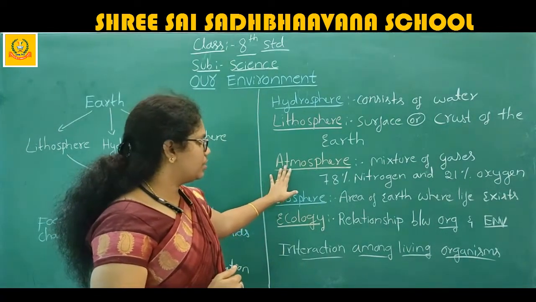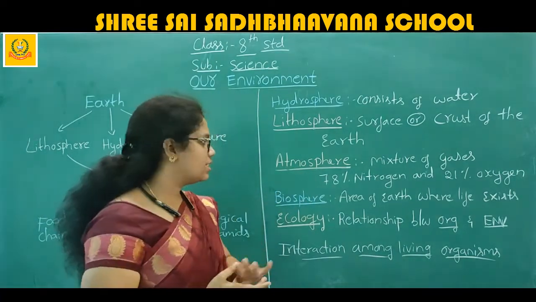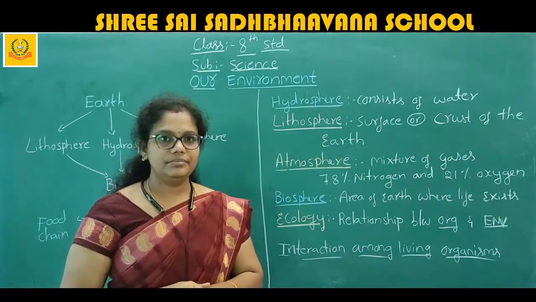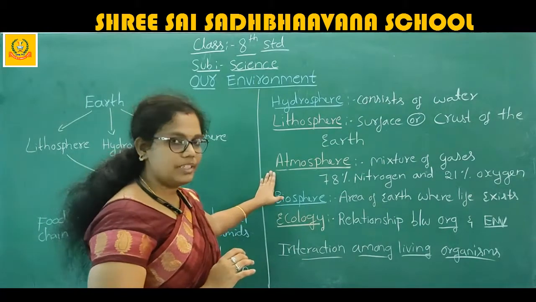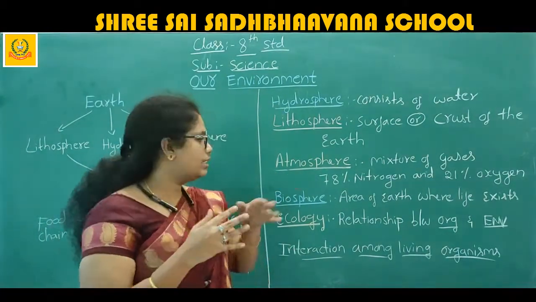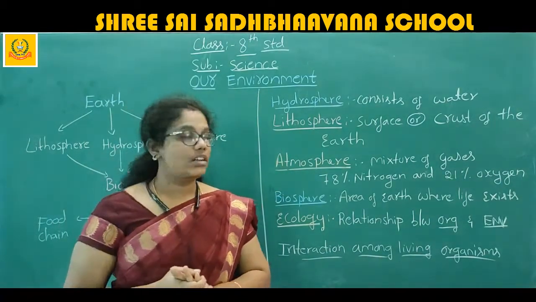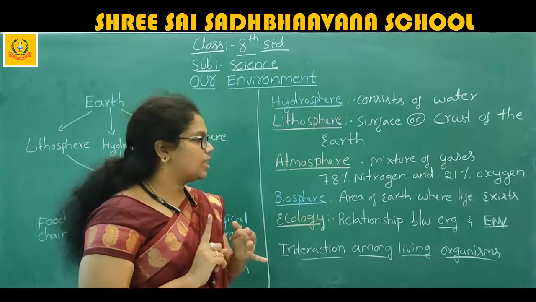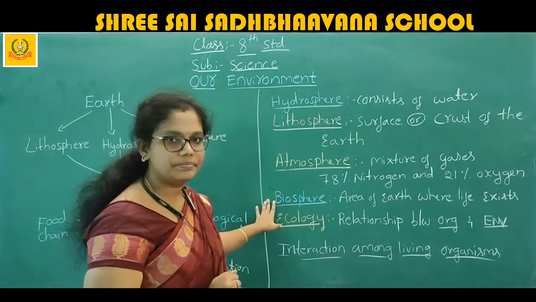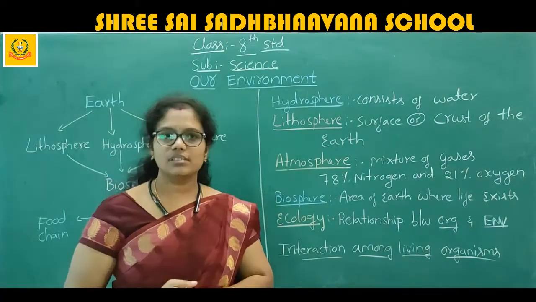After studying the atmosphere, you want to know that 78% nitrogen is present and also 21% oxygen is present. After studying all these three together, that is the hydrosphere, lithosphere and atmosphere, all these three things together are called the biosphere.